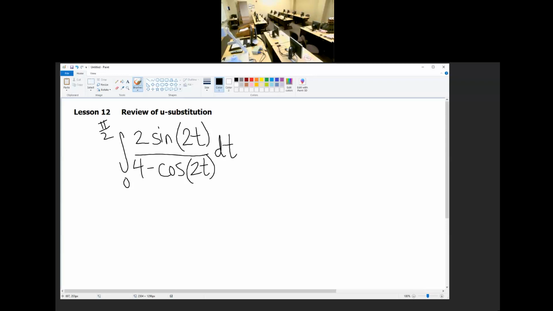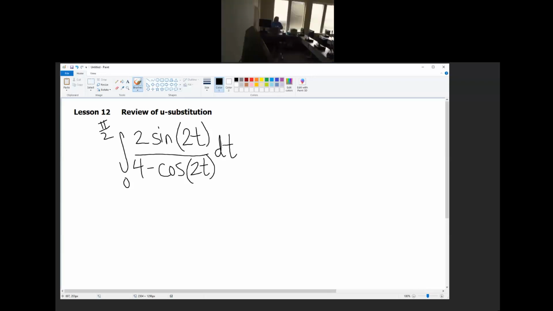Now, at this point in Cal 1, the only other method you learn besides undoing the power rule is U substitution. So that's what we're going to use here. So I'm just going to let U equal to 4 minus cosine 2t.